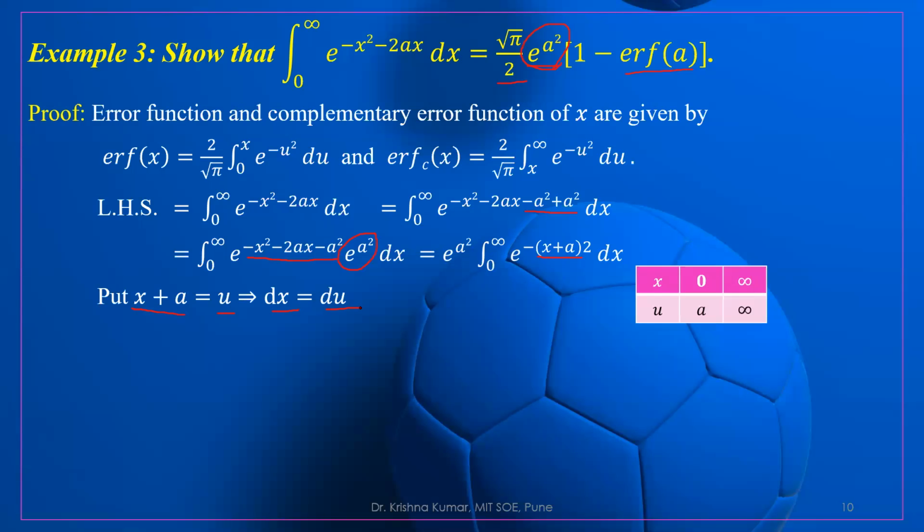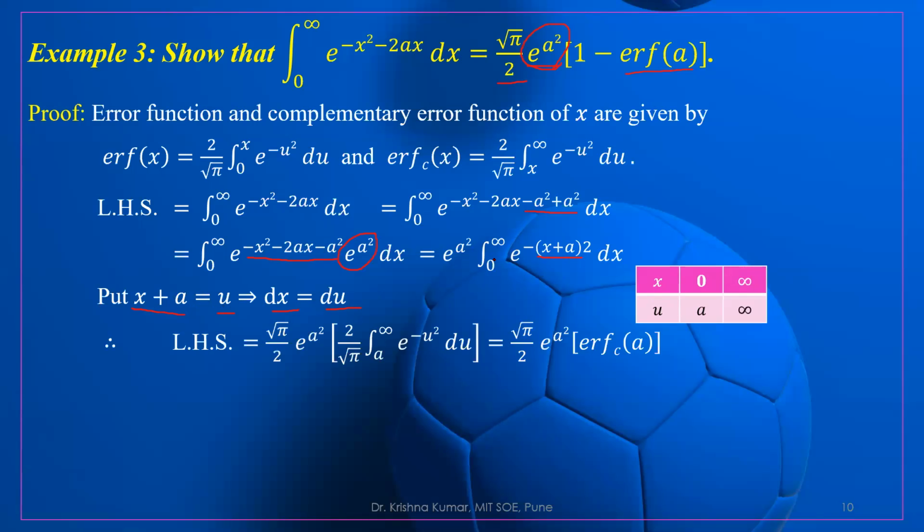And if you change the limit, just look here. If x is equal to 0, what is the value of u? It is a. If x is equal to infinity, the value of u is equal to infinity. So the limit will also change. What is the left hand side? Root pi upon 2. We are taking this e to the power a square outside of the integral. So root pi upon 2 e to the power a square.